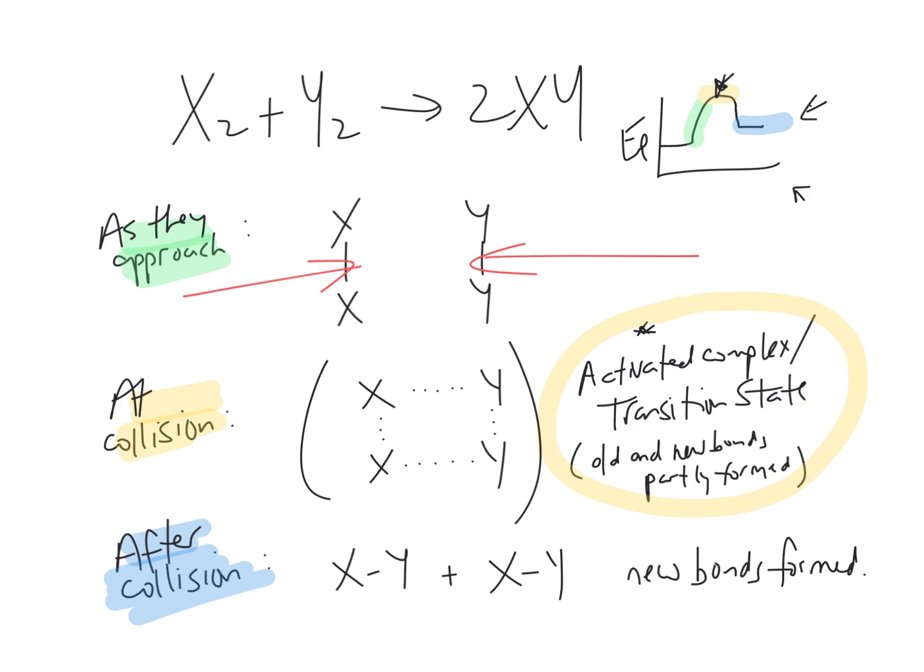So we just want to get comfortable representing activated complexes, representing transition states. You can draw them like this if you know what the bonds are, or sometimes you could just draw the whole thing together like this, like X2Y2, something like that, where it's all just mashed together at that moment.